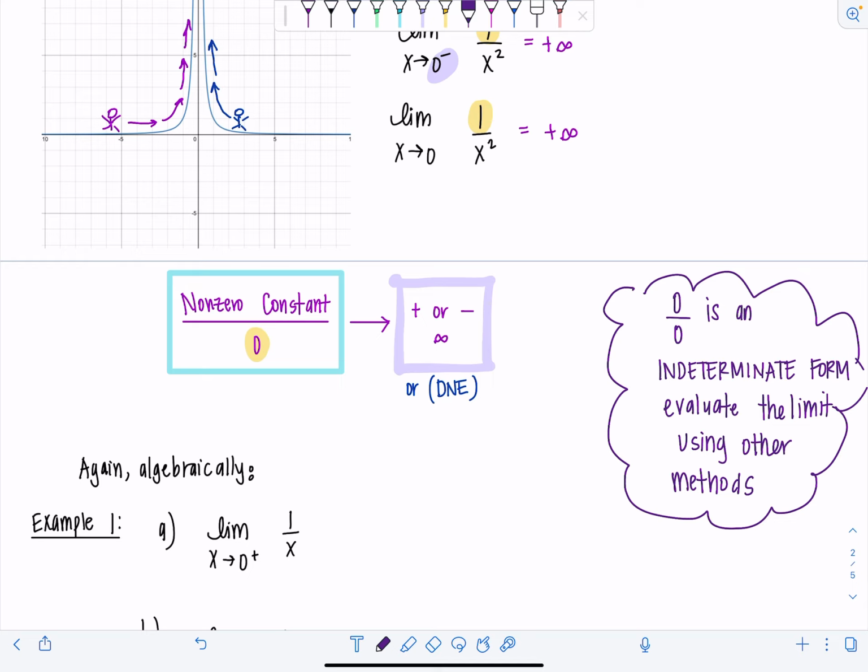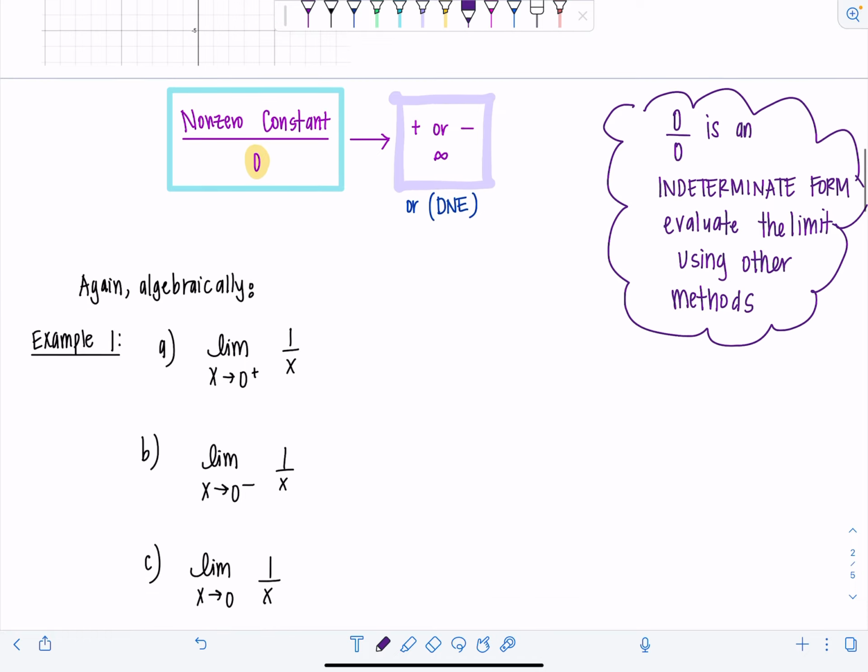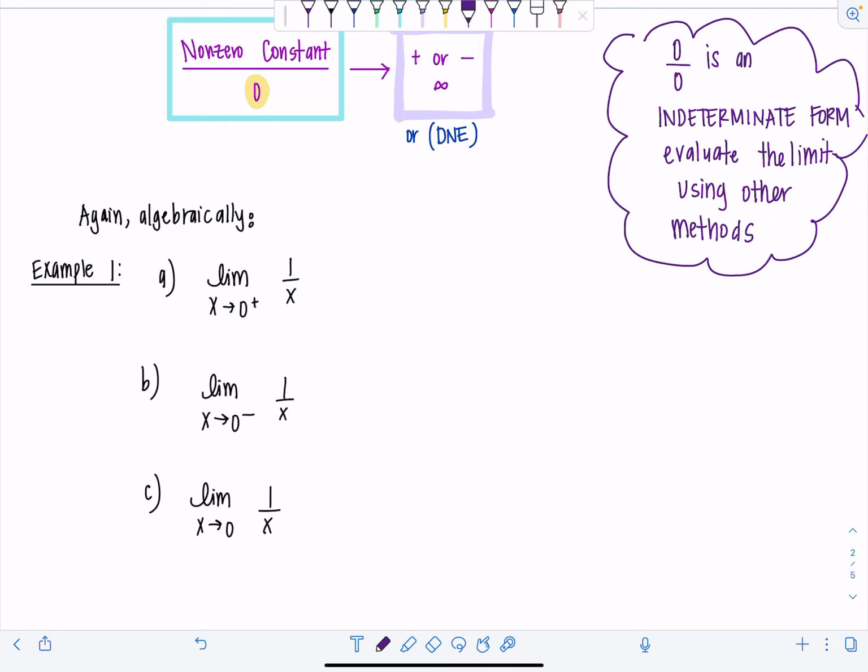Okay, so we're going to look at the same limits that we just considered, but this time, no graphs. We're going to try to do it algebraically. Here we go. So example 1, we have the limit as x approaches 0 from the right of 1 over x. So look here, the numerator is approaching a non-zero constant. It's actually not going anywhere. It's already just a positive constant 1, okay?